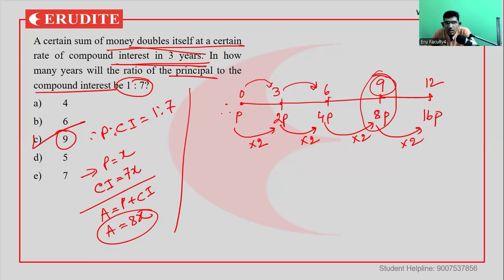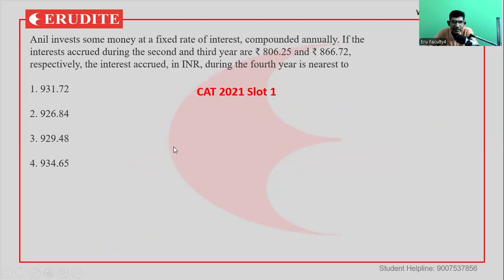Now, next we take a real CAT example. It says Anil invests some money at a fixed rate of interest, compounded annually. If the interests accrued during the second and third year are rupees 806 and rupees 866, respectively, the interest accrued during the fourth year is nearest to what? Again, if I know the compound interest formula, we can do it, but it's a very lengthy and clumsy formula. But we can do it very easily by applying logic.